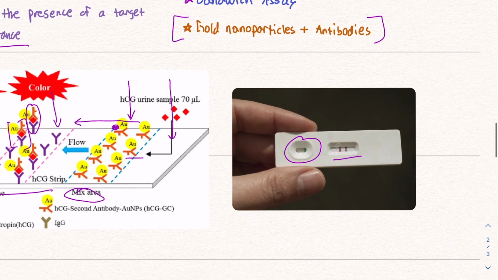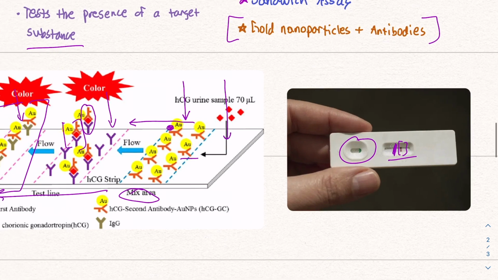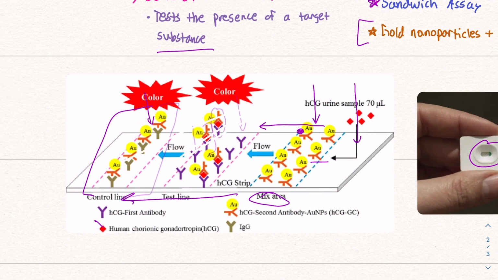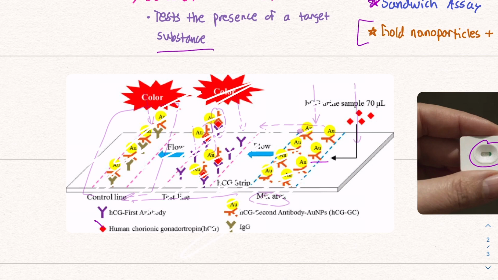So if someone is not pregnant, this section will not turn red, but this always will. This is the control to determine whether or not the test is working. So that part always shows up red. And when HCG is detected, let me just remove all this stuff.